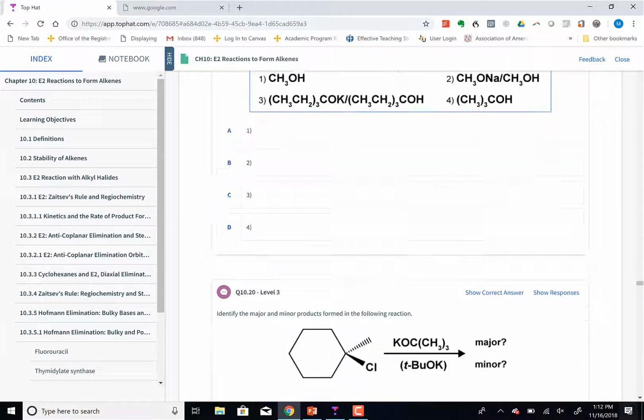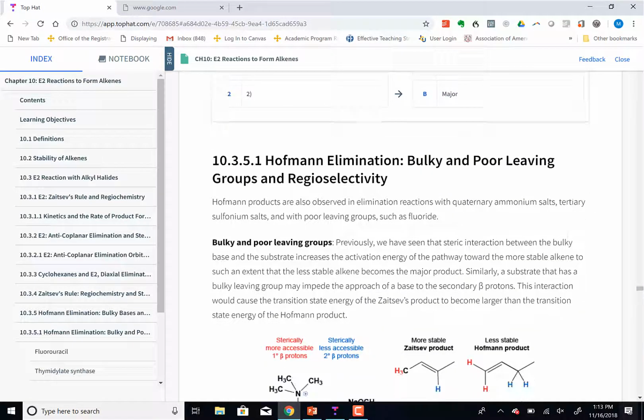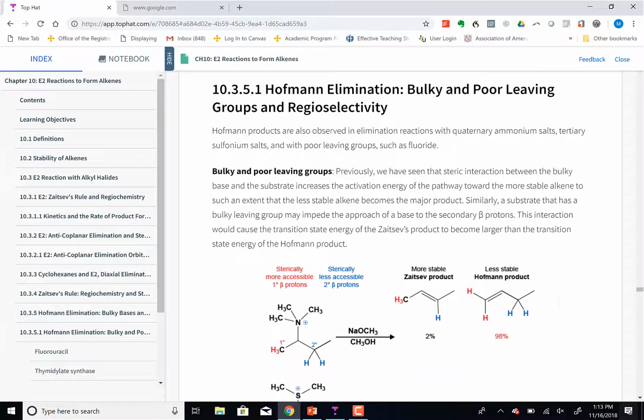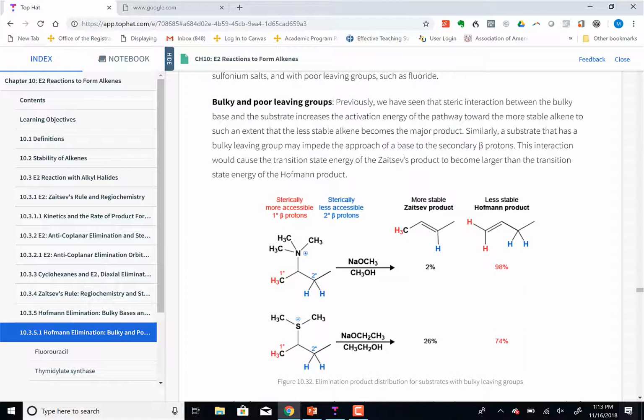So with chapter 10, we've done a lot of this. They're just summarizing it. We kind of summarized as we went. So it shouldn't take you too long to do chapter 10. And then Hoffmann elimination. This is the actual Hoffmann elimination reaction, with the nitrogen, with the ammonium. So, we go over for chapter 11.